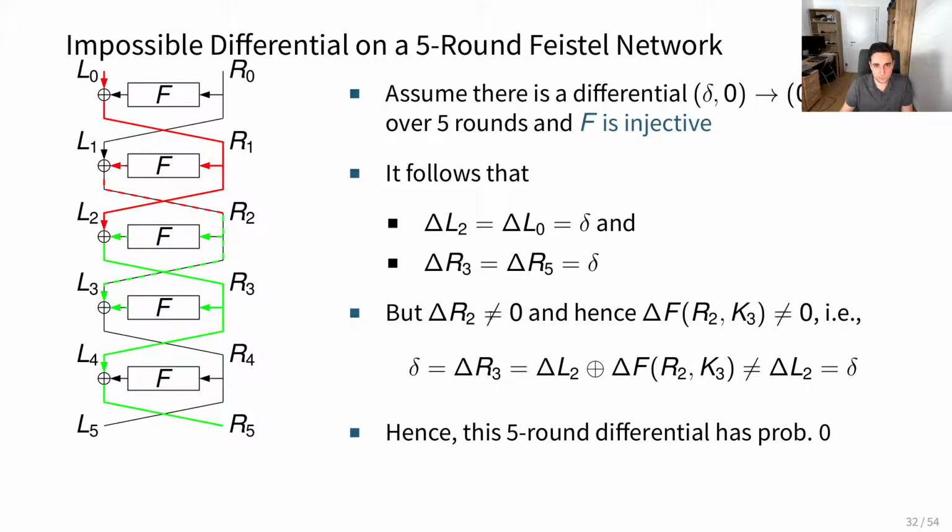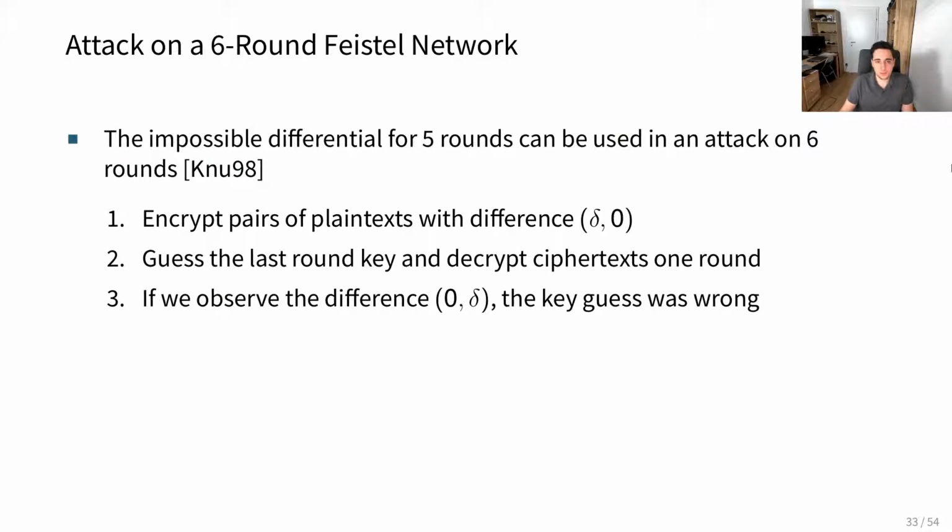Okay? So again, why does this work? Well, we have that the output difference here is the input here plus the output of f, which is exactly this. Okay? But since the output of f is non-zero, we have that this plus this cannot be equal to the same again. But this is delta by definition, and delta is not equal to delta, and then we have this contradiction. Okay? So this is now an impossible differential over 5 rounds.